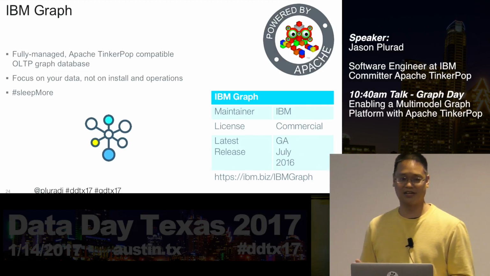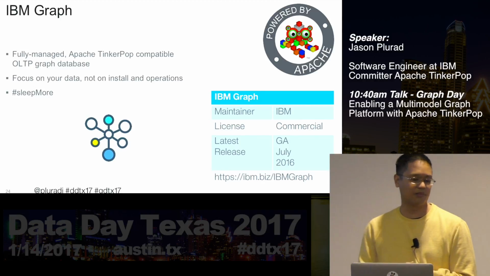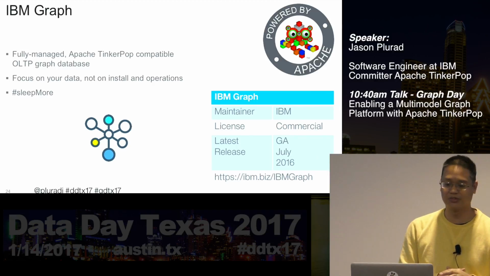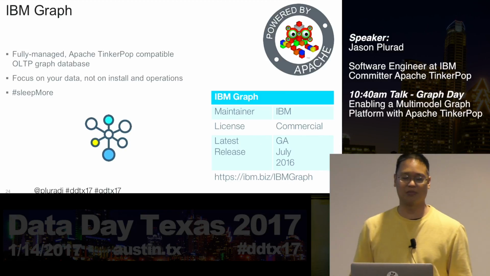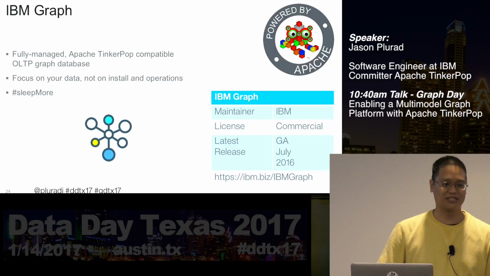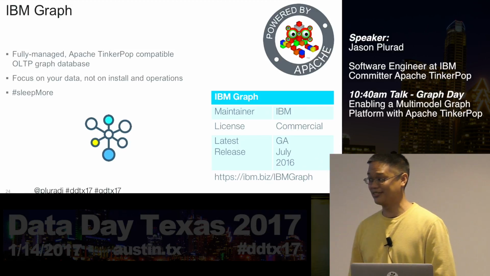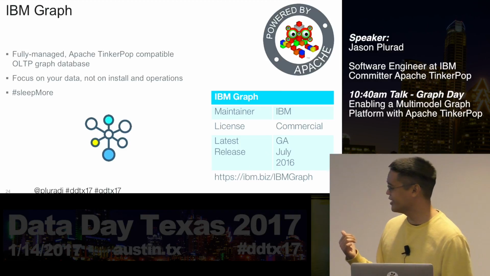But if you don't have the skills in-house and you'd rather not worry about that, we have IBM Graph as an offering in IBM Bluemix. It's a fully managed Apache TinkerPop compatible OLTP graph database service. So you can really focus on modeling your data, getting your data into a graph, and just running it without having to stand up different sets of clusters and managing that 24/7. Which, if you've tried to do it, becomes more than a full-time job. And so that's available right now on IBM Bluemix.